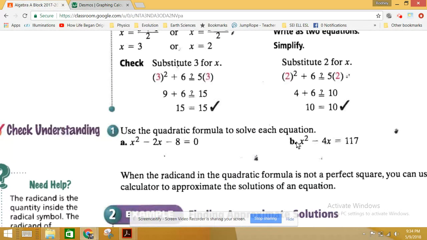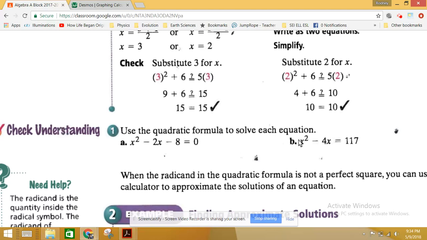The next one says x squared minus 4x equals 117. It's a little trickier because it's not in standard form. We get it in standard form, equal to 0 here. So it's going to be x squared minus 4x, and then you've got to subtract 117 from both sides. So it's going to be x squared minus 4x minus 117 equals 0.